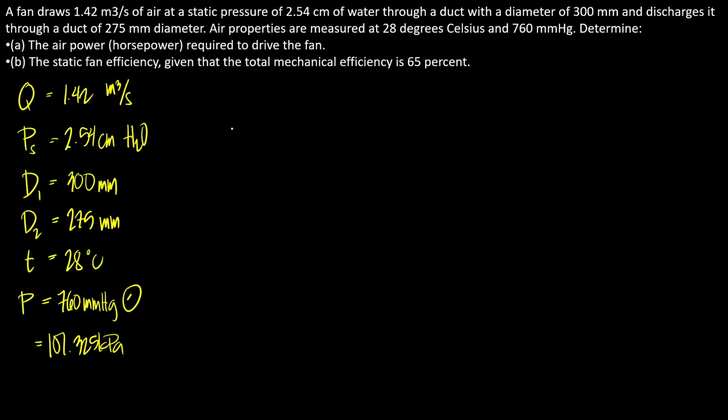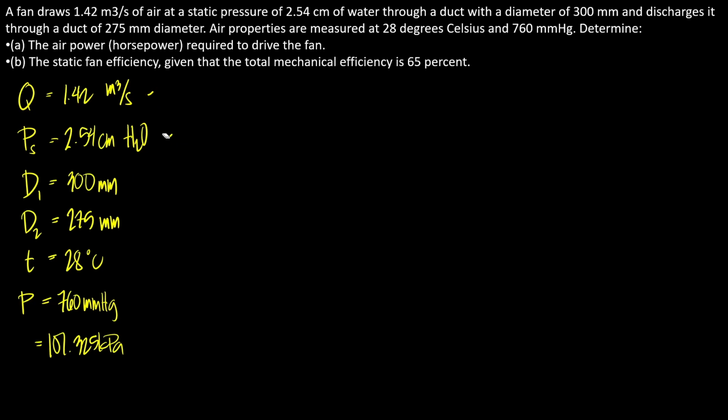So a fan draws 1.42 meter cube per second of air at a static pressure of 2.54 cm of water through a duct with a diameter of 300 mm, and discharges it through a duct of 275 millimeters. The air is at 28 degrees Celsius and 760 mmHg, which is 101.325 kPa.